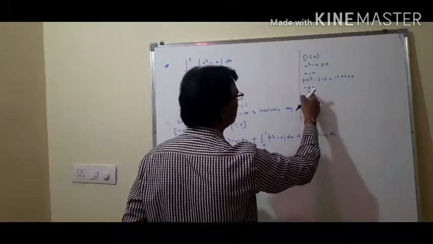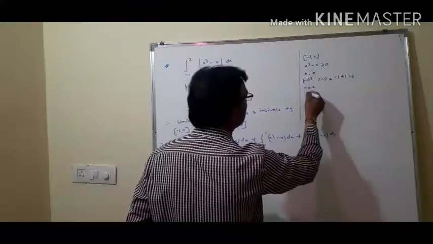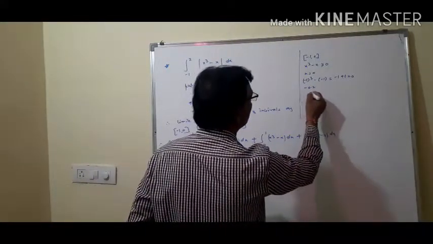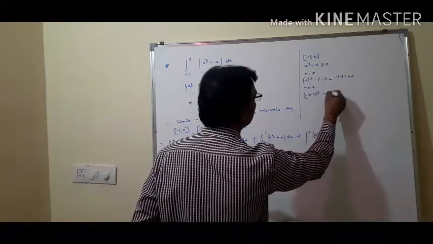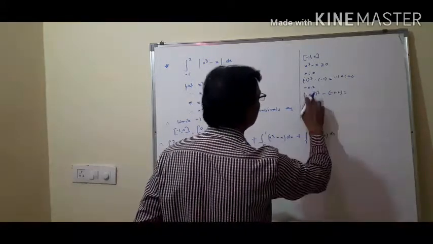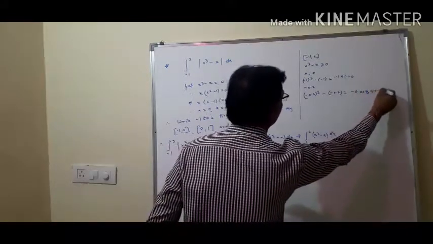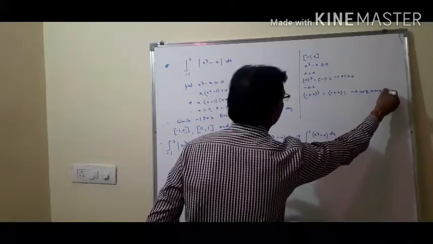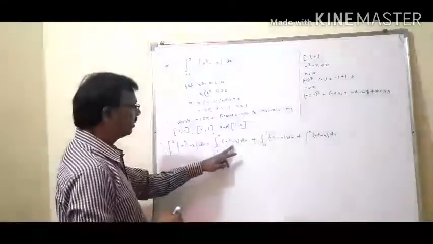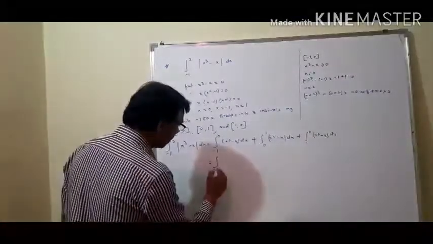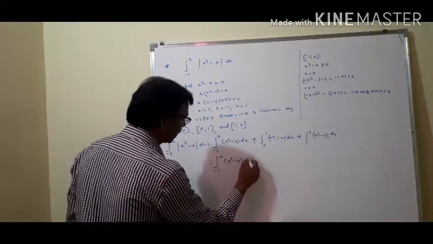And if you take minus 0.2, which lies between 0 and minus 1, then this will be minus 0.2 whole cube minus (minus 0.2), which is minus 0.008 plus 0.2, which is greater than 0. That means this is a positive number. So this will be positive. That means we can write integration minus 1 to 0 of x cube minus x into dx.